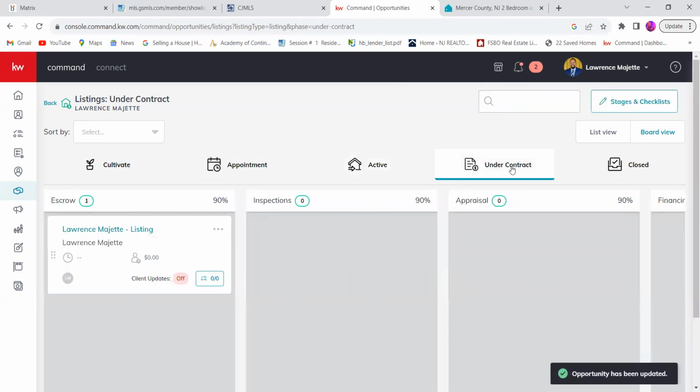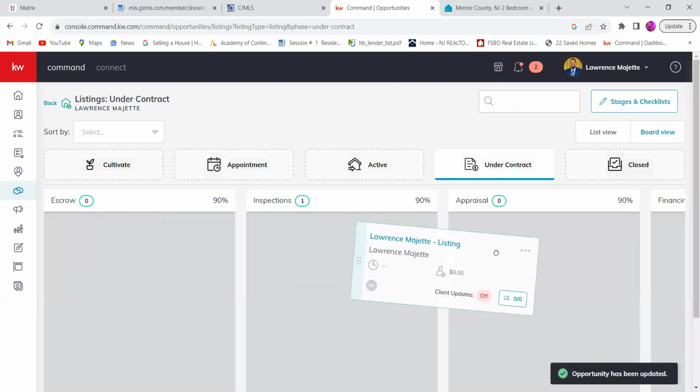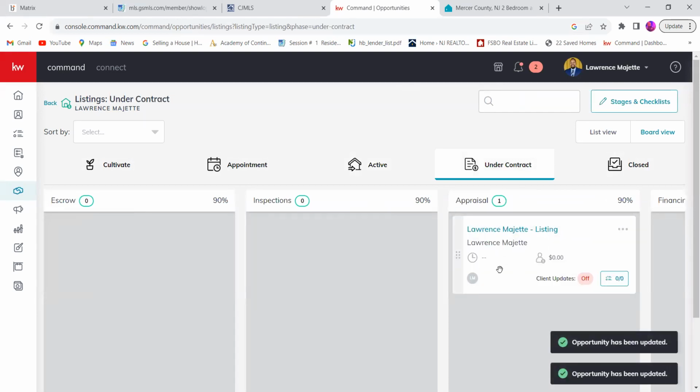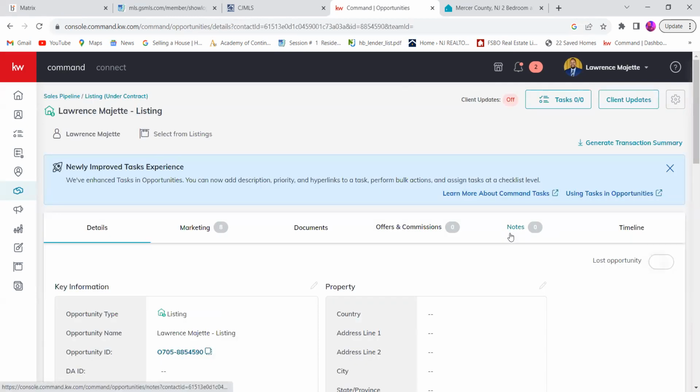right? So I'm going to move me to under contract. I'm going to move me to inspections and all the way through the process, right? So that's where we're going to start. Now, we're going to get the documents that we need.